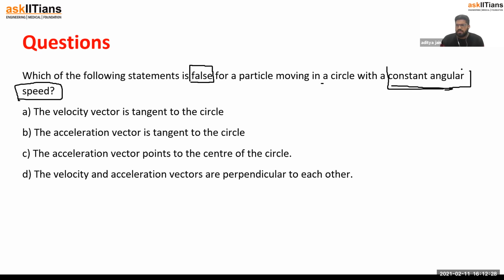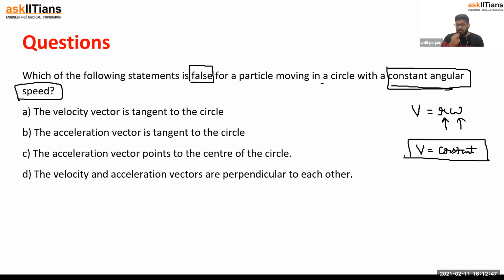Now see, angular speed is given as constant. So if you see in the last class, we have learned a relation between linear speed and angular speed, v equals r omega. So if this angular speed is constant, and in a circular motion radius is always constant, can I say this linear speed will also be constant, yes or no? This was the indirect relation given in the question.